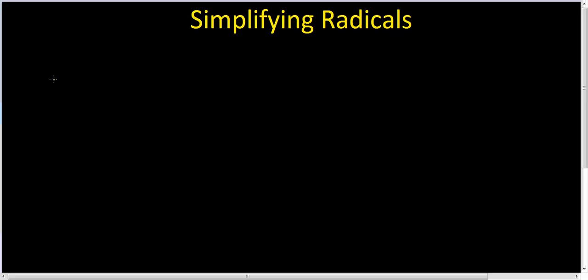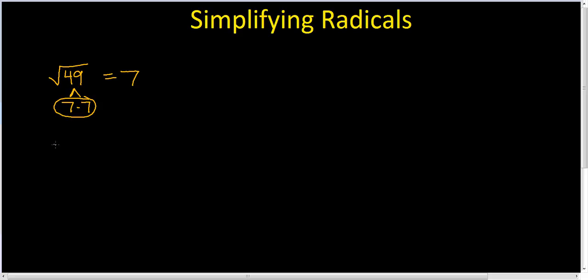To simplify radicals, first we need to understand that a radical is like a square root or a cube root. So today we're going to practice just square roots. The square root of 49 would equal 7. And the way we find that is we see that 49 can be broken down into 7 times 7, and then the square root is just going to be one of those numbers.